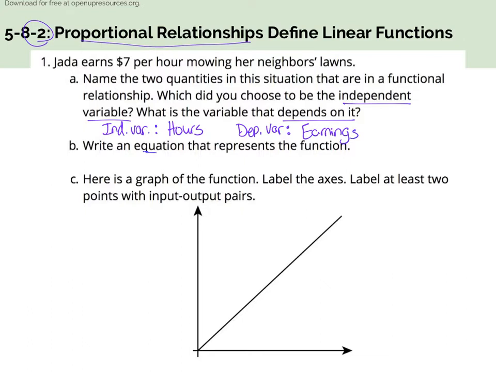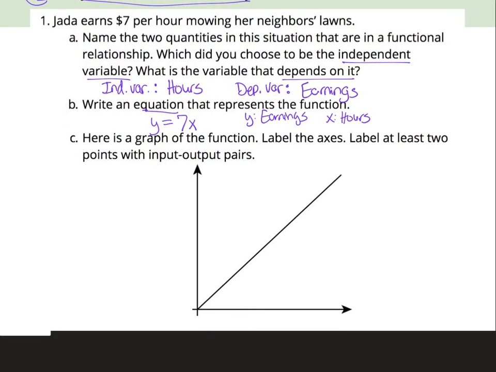B, write an equation that represents this function. So it's going to be y equals 7x. That should feel familiar. Y is representing her earnings, and x is representing her hours. And now we're going to graph this. First, we're going to label the axes. Hours is going to go on the x, that's our independent. Earnings is going to go on the y-axis, that's our dependent variable.